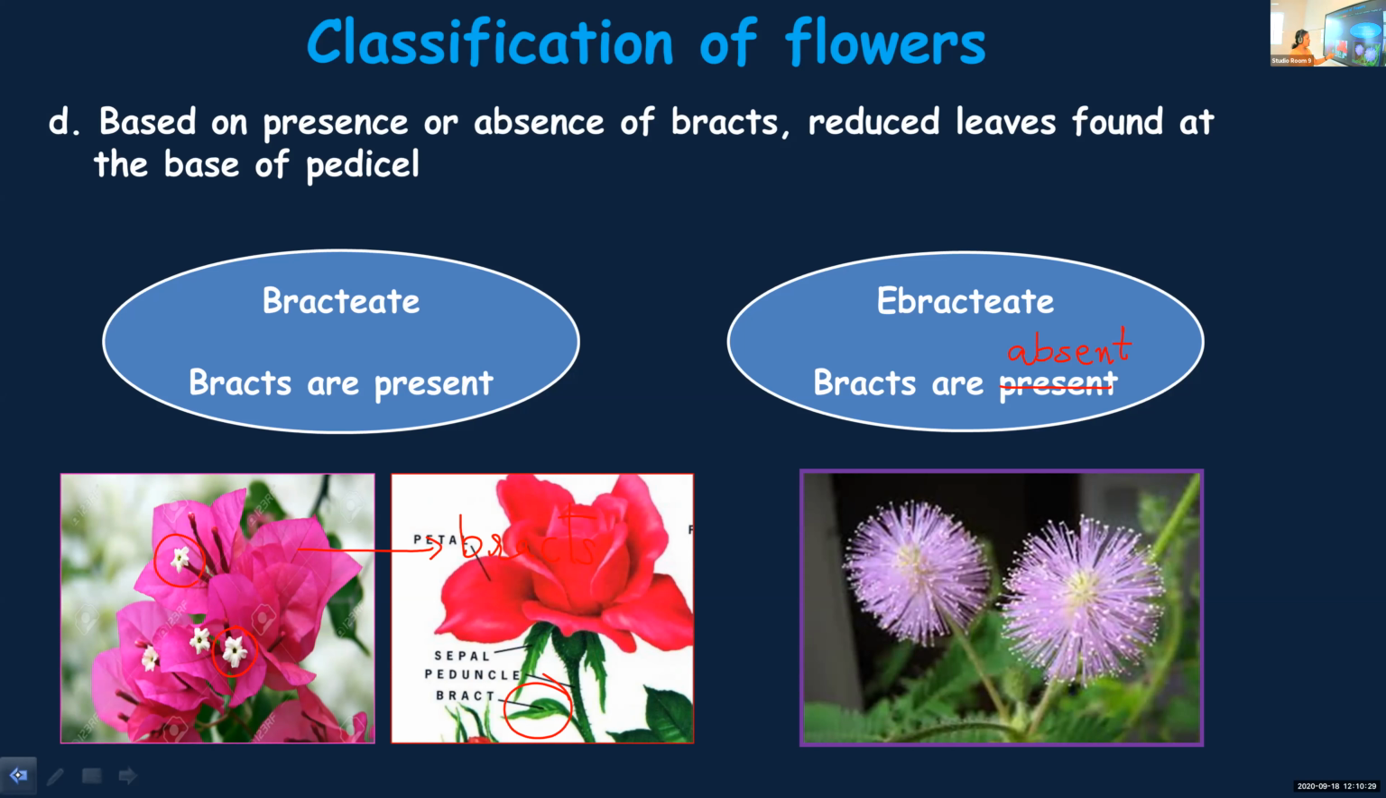In a rose flower, you can see the bract is green in color. In bougainvillea, it is colorful. What you see as the colorful parts are actually the bracts, and that small one is the reduced flower. The small white flower is the real flower of bougainvillea, and the remaining parts are its bracts. And mimosa is an example for a flower where bracts are absent.